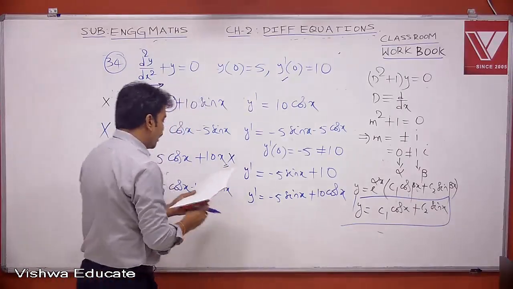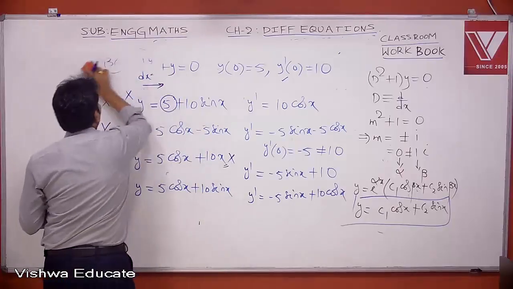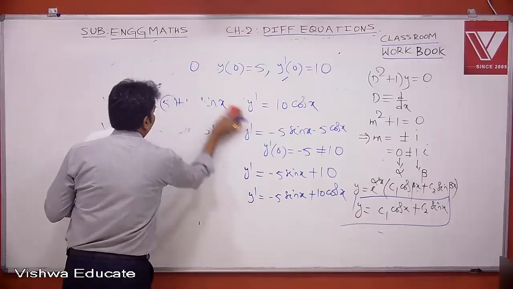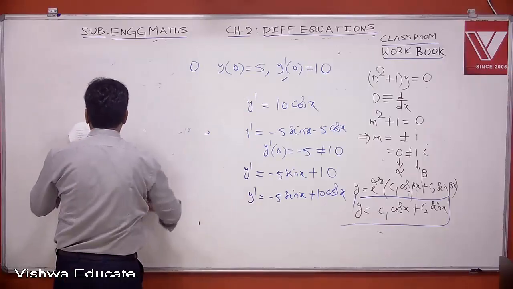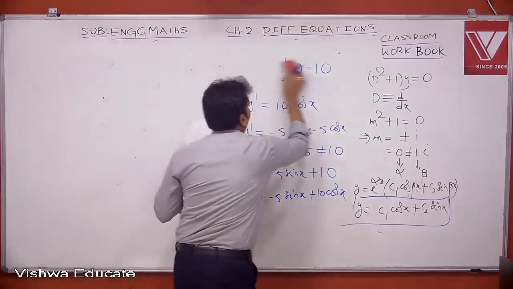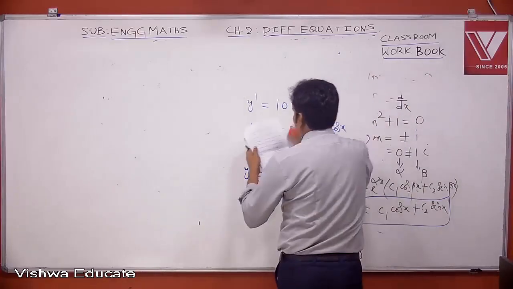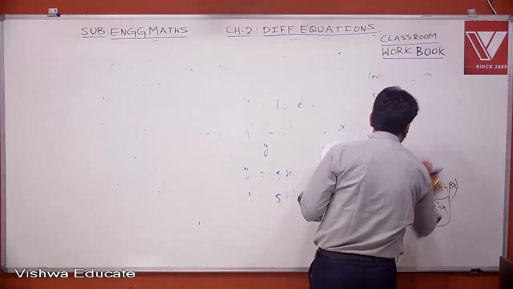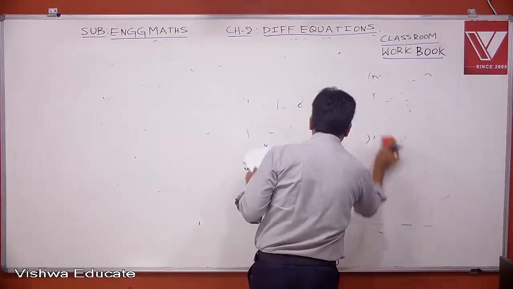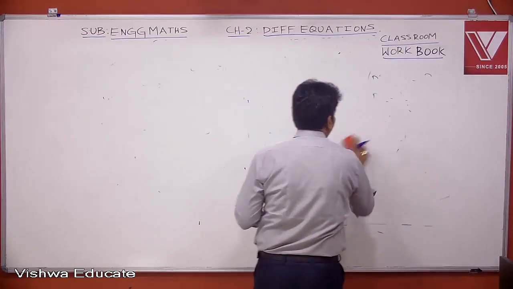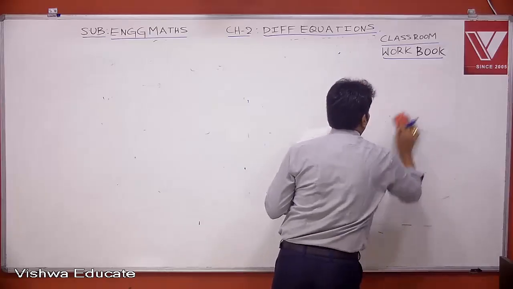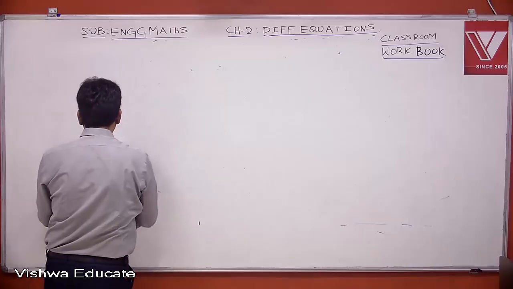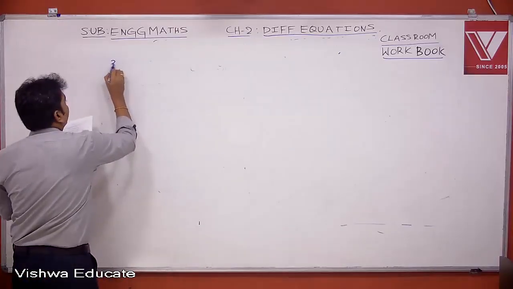Next we move to question number 35. The particular solution of d square y by dx square plus 12 dy by dx plus 36y equal to 0, with y of 0 equal to 3 and y dash of 0 equal to minus 36, is. So again this question is similar to the previous model. It's a second order equation. Two boundary conditions are given. Now let us see how to handle this.